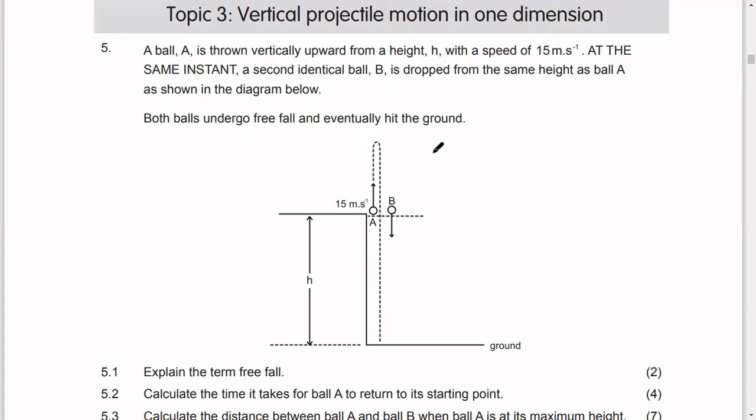So 5.1, an easy question. Explain the term free fall. An object is under free fall, or it's a free falling object, if it is only and solely under the influence of gravity. If the only force that's acting on the object is gravity, then it is a free falling object. So that's basically free fall. Sometimes they ask you free fall, sometimes they ask you for projectile motion. Definitions are pretty much the same. There really is nothing to it.